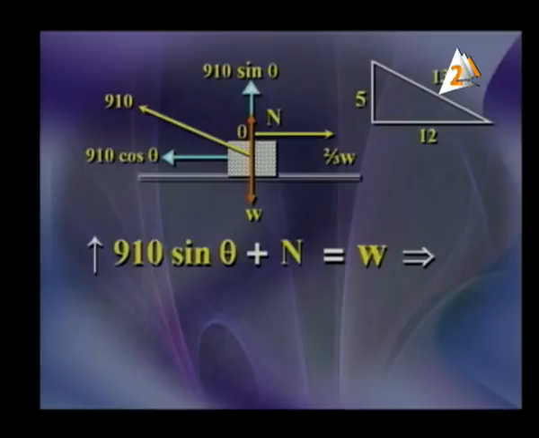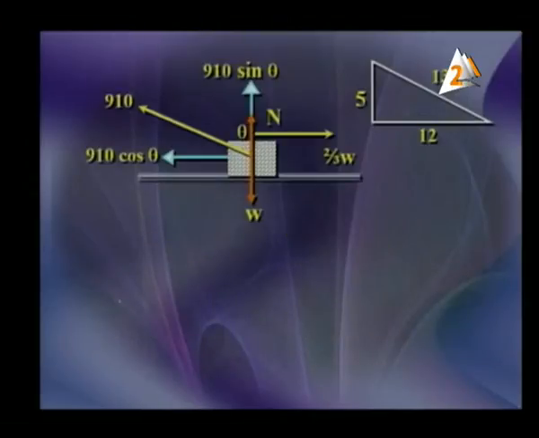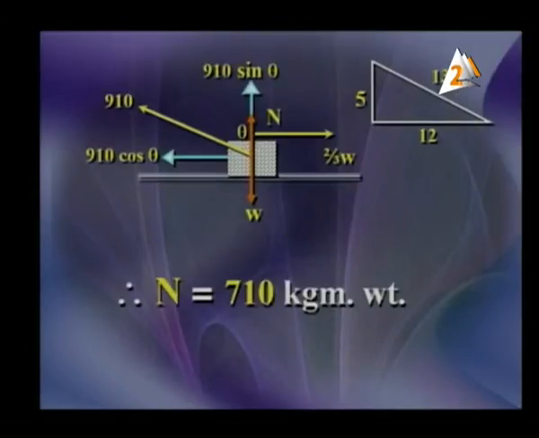But vertically we can write 910 sine theta plus N, the two forces upwards, equals W, the weight of the body, downwards. Then 910 times sine theta, which is 5 over 13, plus N equals W, which is 1260, and after simplifying we get N equals 710 kilogram weight.